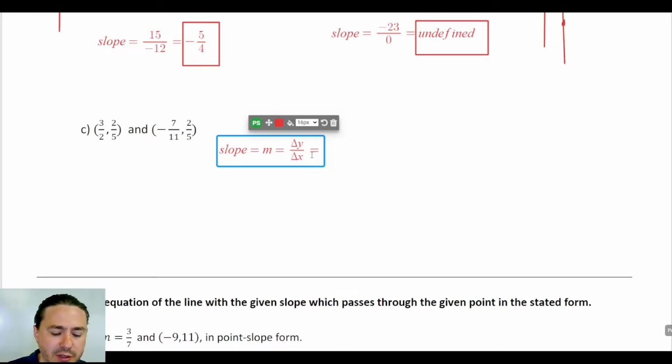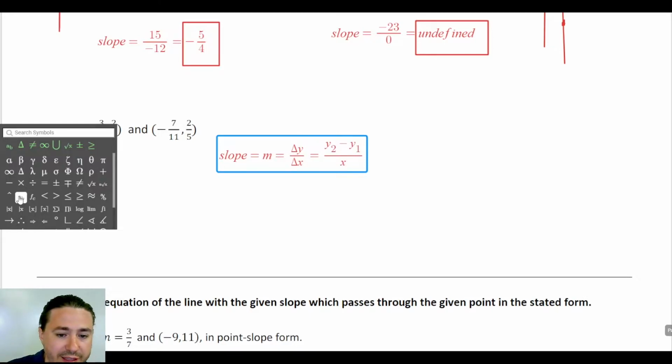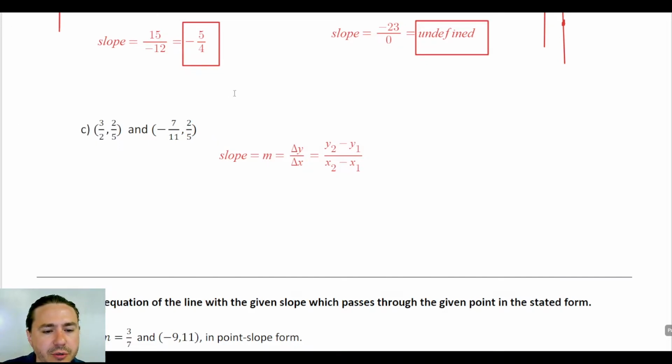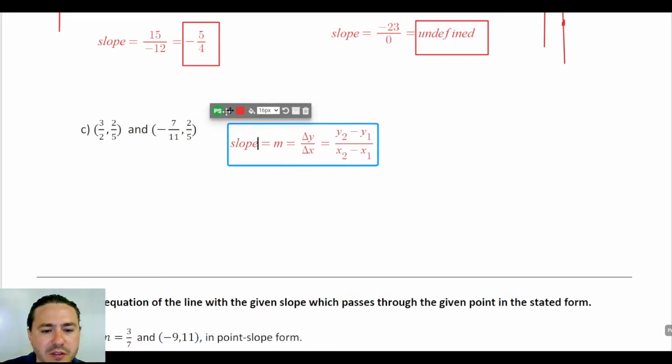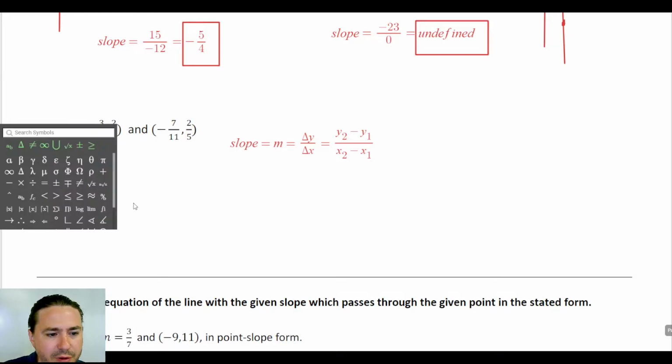So sometimes you'll see this formula written as y sub 2 minus y sub 1 divided by x sub 2, the second x value, in other words, minus the first x value. There we go. So in this case, it's probably going to be easier to figure out the slope by using this explicit formula here, and then just plugging in everything where it belongs.